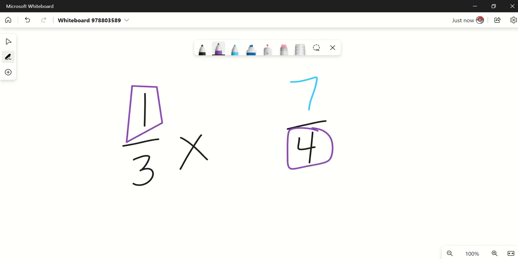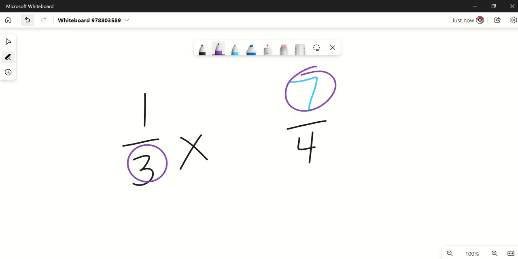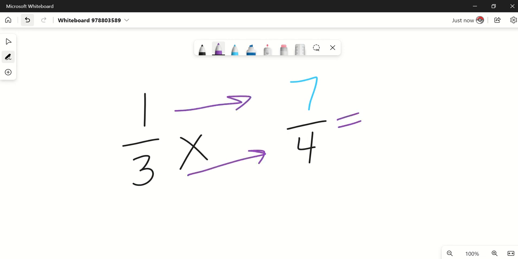1 and 4, not going to happen. And 3 and 7, also not going to happen. No common factors there. Therefore, I'm just going to multiply straight across. 1 times 7 will equal 7, and 3 times 4 will equal 12. This is a proper fraction with no common factors whatsoever. Therefore, that is our answer.